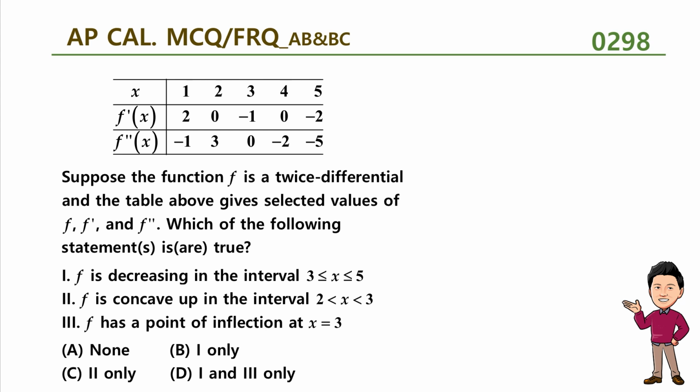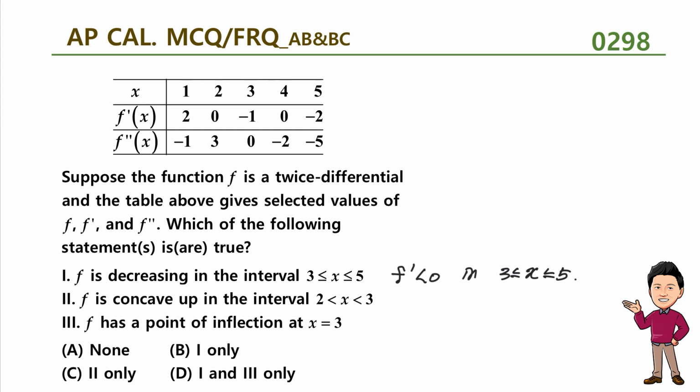Here, is f decreasing in this interval from 3 to 5? Well, if f is decreasing, then f prime must be negative in the interval from 3 to 5. So let's look at these 2 values. When x is 3, f prime is negative, and when x is 5, f prime is negative 2. Both are negative, right? But we don't know what happens between these 2 values.